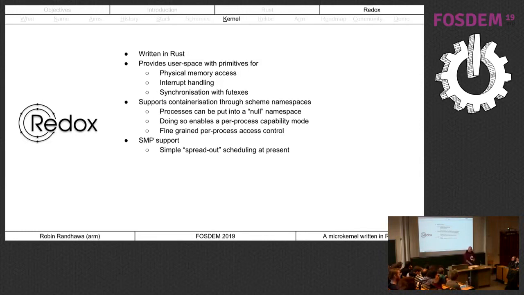Written in Rust, you have primitives for all of this stuff. You have an interesting containerization scheme where basically you have this null namespace, and you can at a fine-grained system call level, socket level, restrict the capabilities you want a particular process to have. So that's their capability model. There is SMP support, but the scheduling algorithms are very simple right now, and that's probably a good thing.